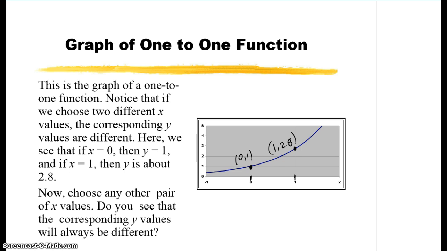Now choose any other pair of x values. Maybe -1 and 2. Do you see that the corresponding y values will always be different? And the answer should be yes, because of this curve. Whatever the value here is, maybe 0.5, it's going to differ from what it is at 2, which we can't even see on this window.